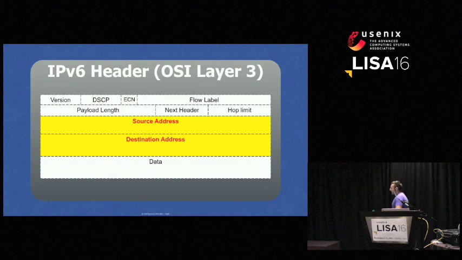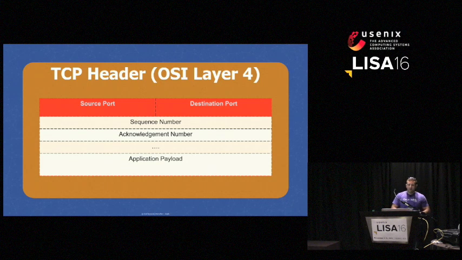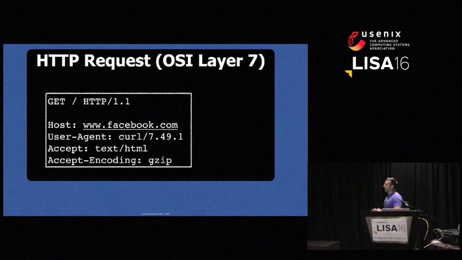So again, looking at each of these protocols, this is an IPv6 header, so a lot of fancy stuff in there. For the purpose of today, all we really care about is the source address and destination address that these packets are originating from and going to. For TCP, again, there's a lot of information in here. What we primarily care about for this talk is the source port and the destination port. And then lastly, our HTTP request. This is layer 7, and it's just a simple GET request.